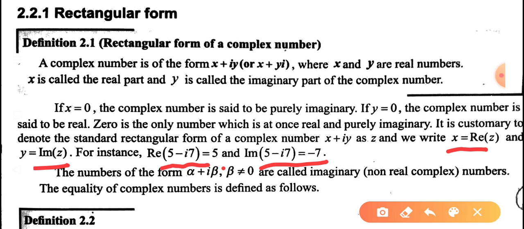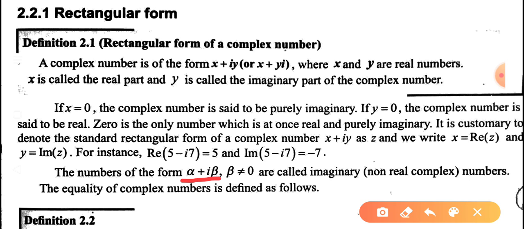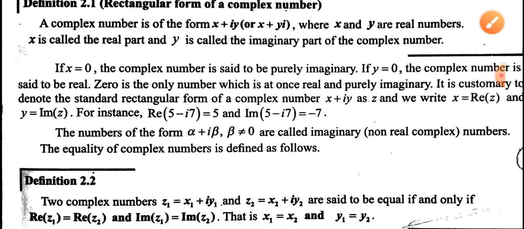Okay. Now the numbers of the form alpha plus i beta, where beta is not equal to 0, are called imaginary, non-real numbers. Okay, imaginary numbers. The equality of complex numbers is defined as follows. The equality of complex numbers.